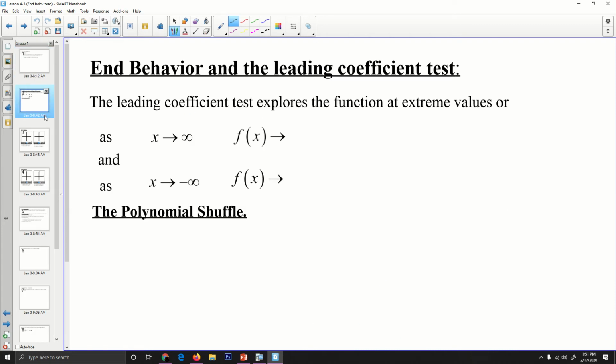So for me, whenever I am asked to describe the end behavior, this is how I write it. The leading coefficient test explores the function at extreme values. And what we're going to do, we're going to say as x goes towards infinity or as x goes to the right, we're going to determine what the function does. Does it go up or does it go down? And as x goes to negative infinity or as x goes to the left, does the function go up or go down? And I call this the polynomial shuffle.